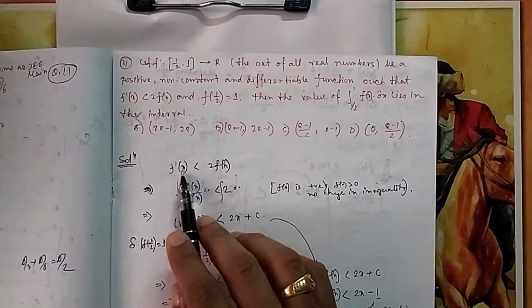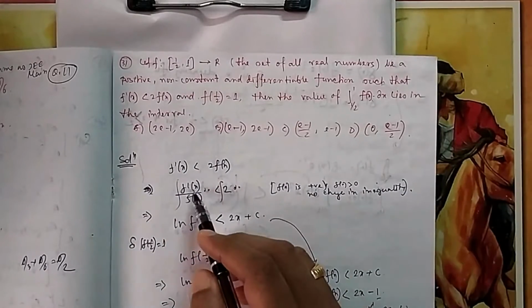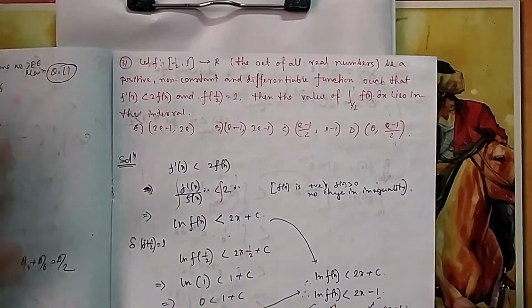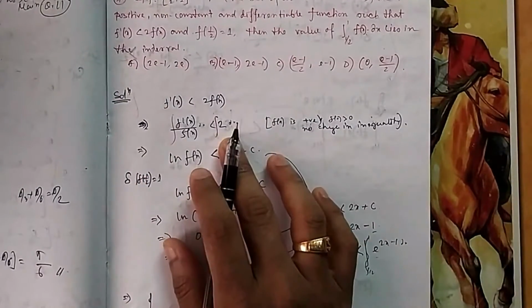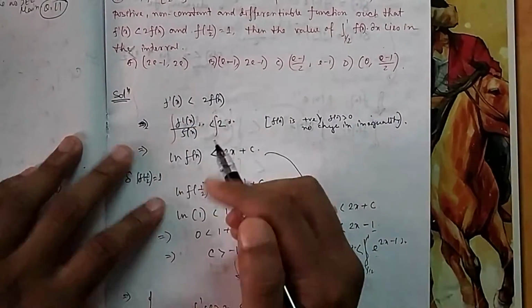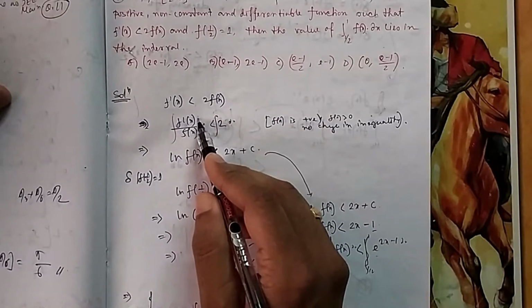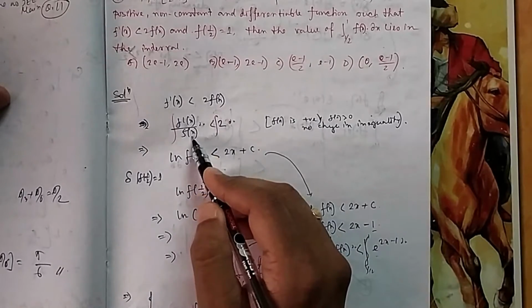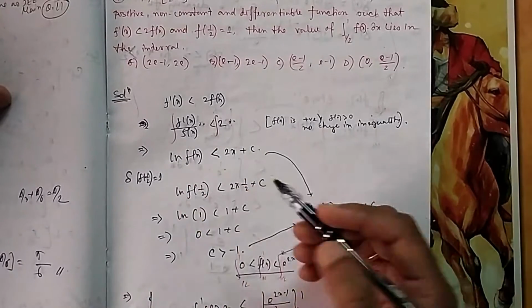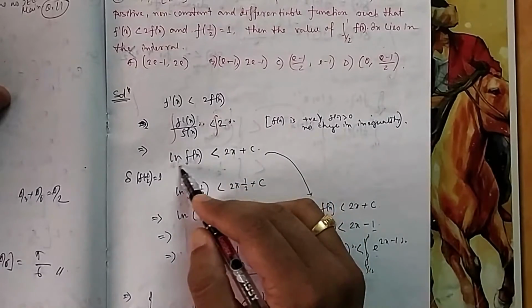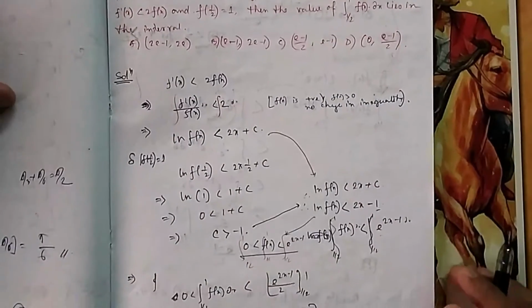Now this is given to you: f dash x is less than 2fx, or you can write f dash x by fx is less than 2. You can take integration on both sides, or you can use a differential equation, or you can use normal integration. If you take this as t, then f dash x dx will be dt, so it will be dt by t, so it will be ln t, where t is your fx. So if you integrate, it is ln fx is less than 2x plus c.